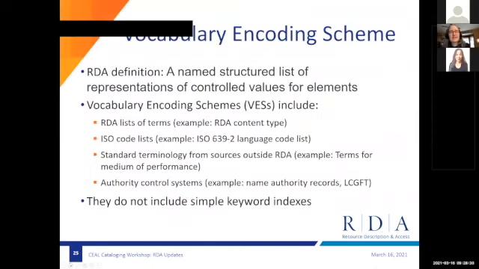Vocabulary encoding schemes is something that's at least a new phrase in RDA. The RDA definition is that it's a named structured list of representations of controlled values for elements. So you can think of this essentially as a controlled vocabulary. Now there are VESs specific to RDA, such as the RDA list of terms for content type. There are ISO code lists. This is also a controlled list, and so it's a VES.